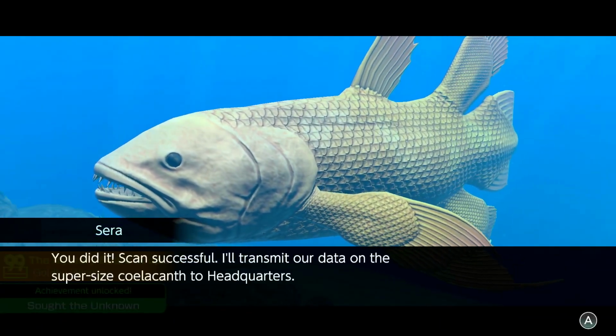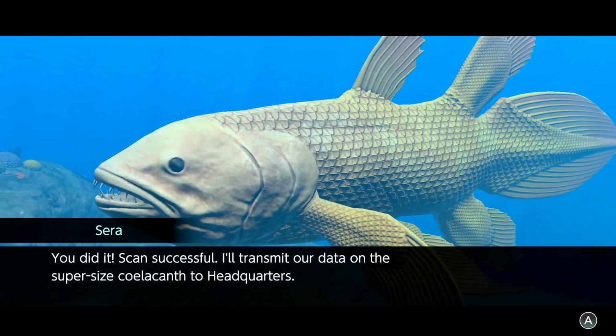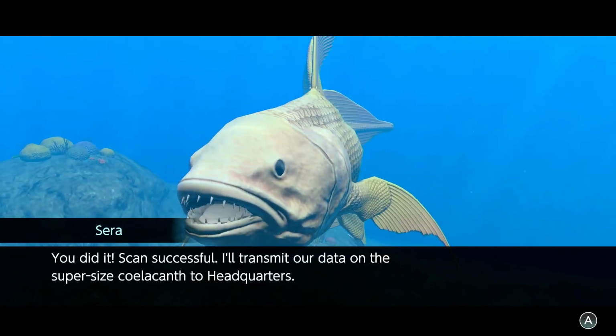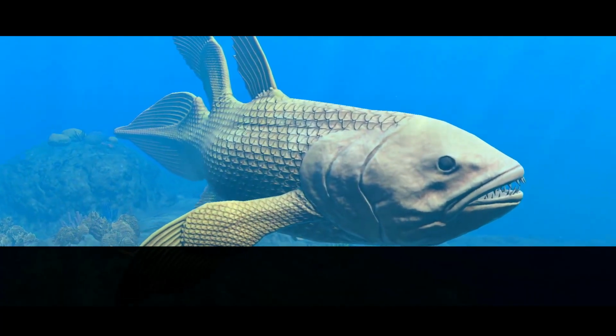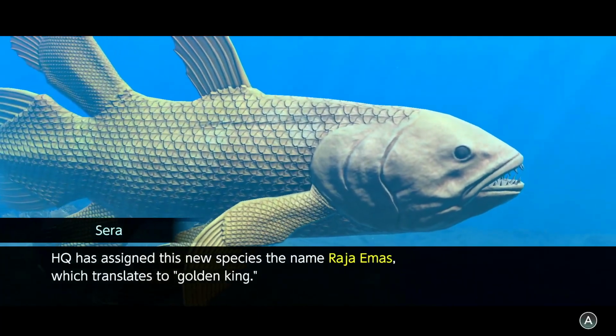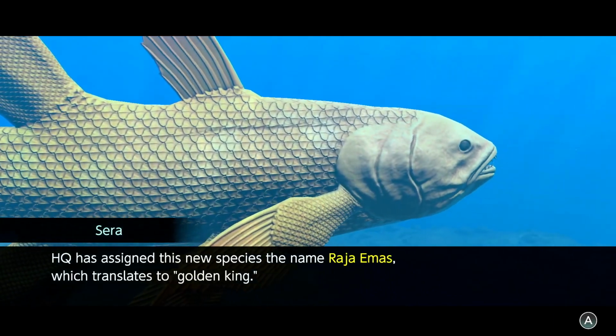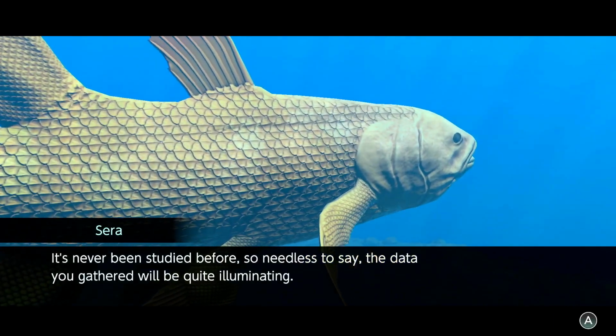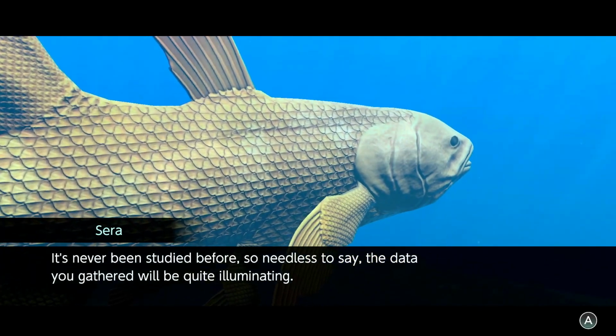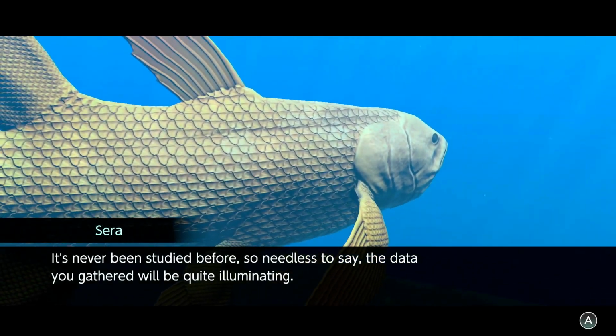You did it. Scan successful. I'll transmit our data on the supersized coelacanth to headquarters. HQ has assigned this new species the name Raja Emmas, which translates to Golden King. It's never been studied before, so needless to say, the data you gathered will be quite illuminating.